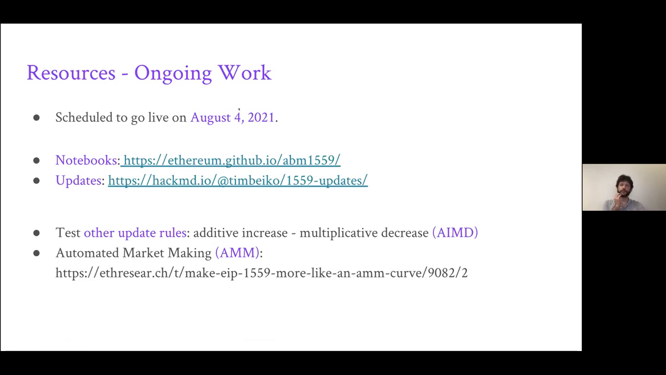So I think it's very important to understand how we'll actually behave in practice. And there's definitely some more interesting work happening in terms of, okay, what are the different update rules that one can implement? And there's definitely a lot of room for exciting research here.